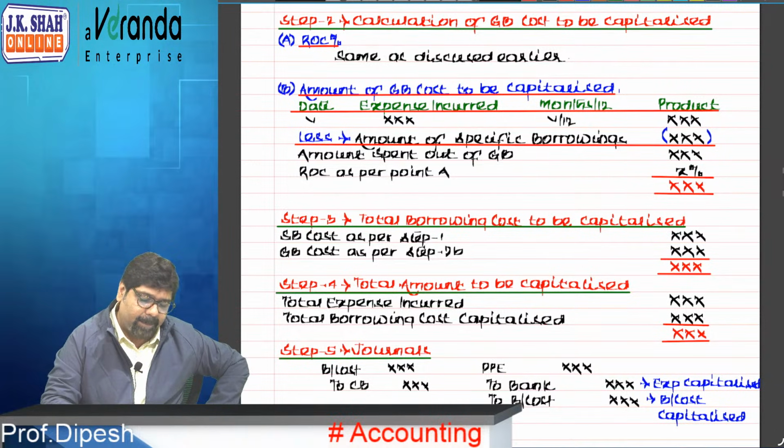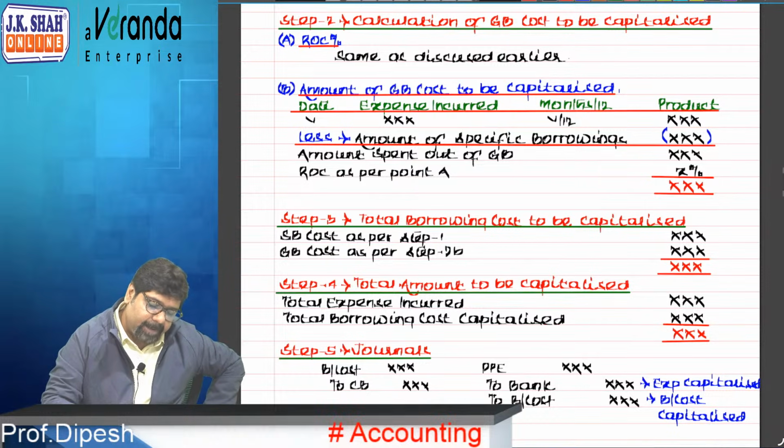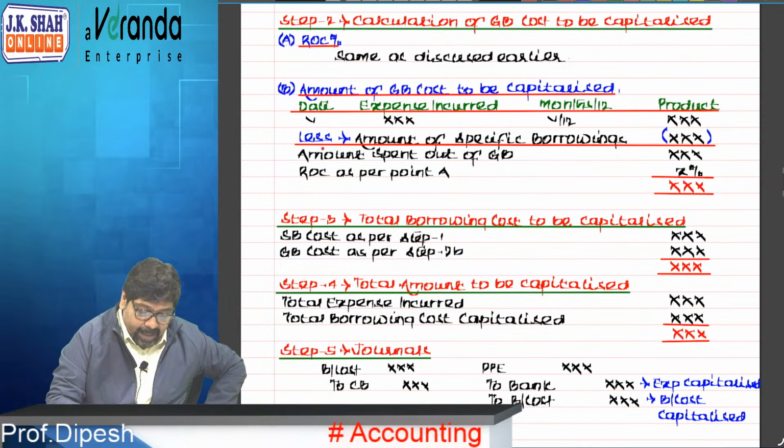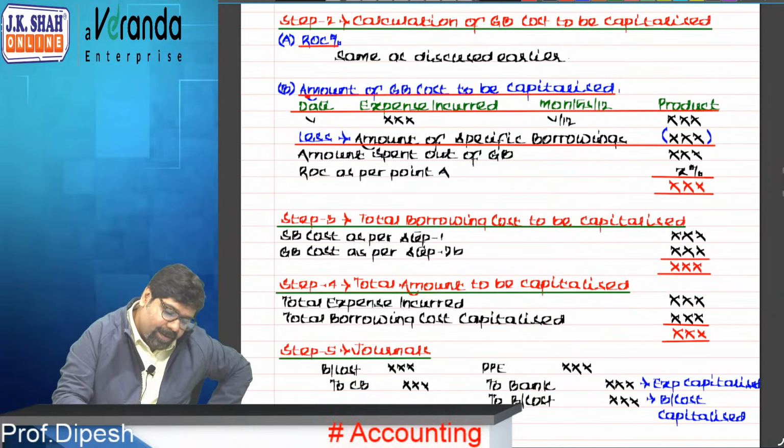Rate of capitalization, same as discussed earlier, is the weighted average cost. Amount of general borrowing cost to be capitalized: date, expense incurred, months by 12, product. Product means the multiplication of these two. Less the amount of specific borrowings. Then you get the amount spent out of general borrowings. The ROC as per the earlier point will give you general borrowing cost to be capitalized.